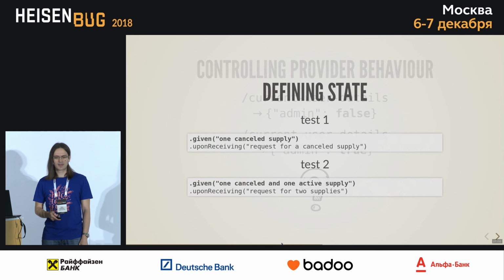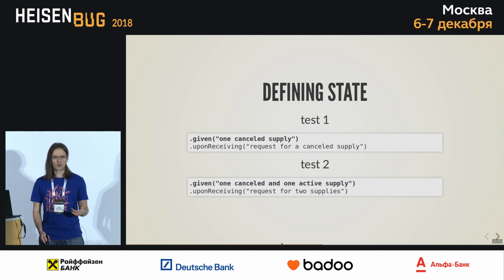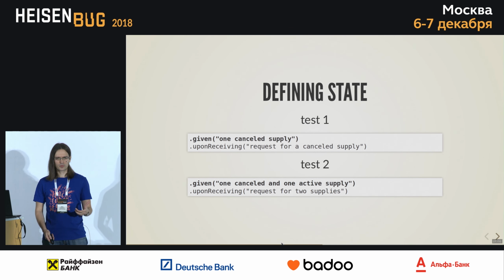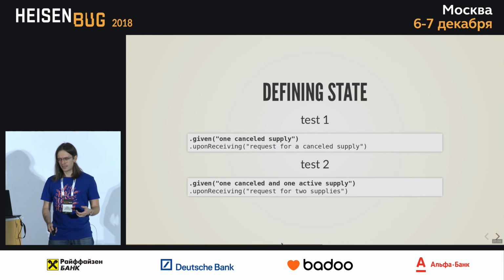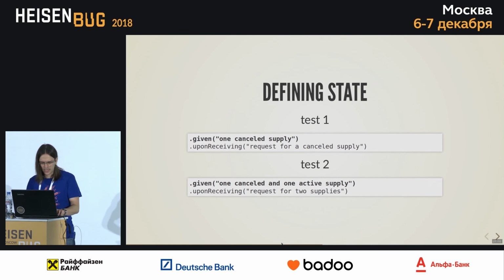So in Pact, the method to achieve this is called state. State is textual information attached to an interaction, to a test case. And the provider side has access to this description and can act accordingly, can put the server into some other state. So let's see how it works in practice.